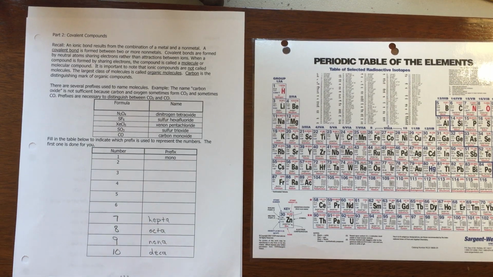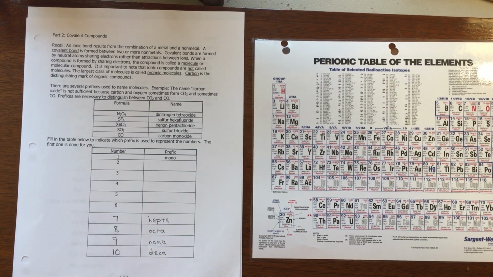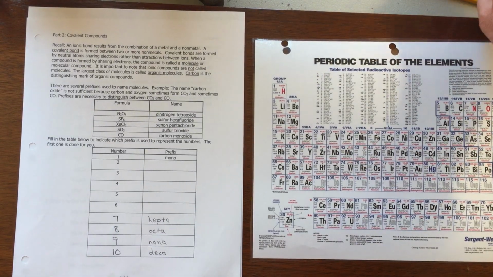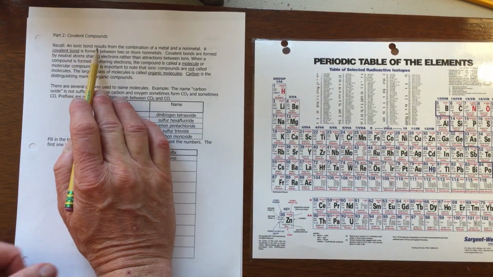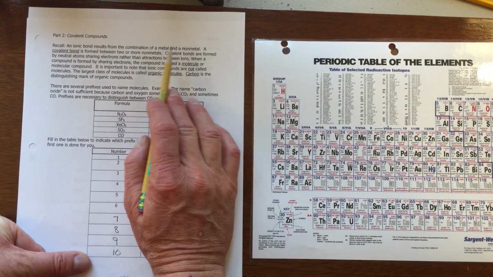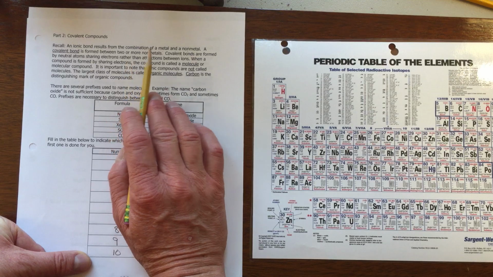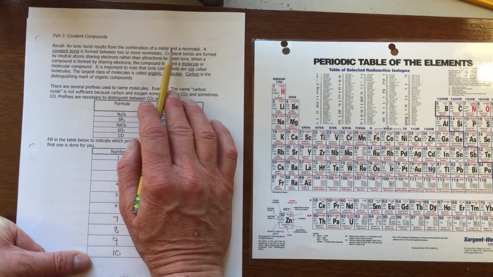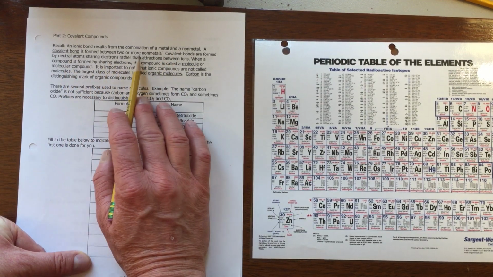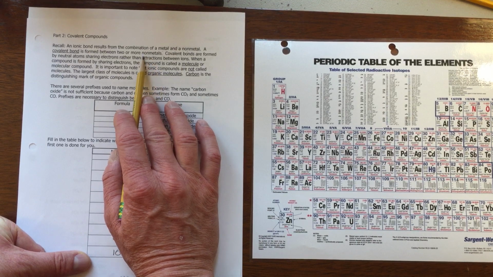So far, we've been naming ionic compounds. What about covalent compounds? So remember, ionic was when we were looking at a metal with a nonmetal. So the metal is positively charged, the nonmetal is negatively charged, and then they would be attracted to each other. Covalent is between two or more nonmetals.